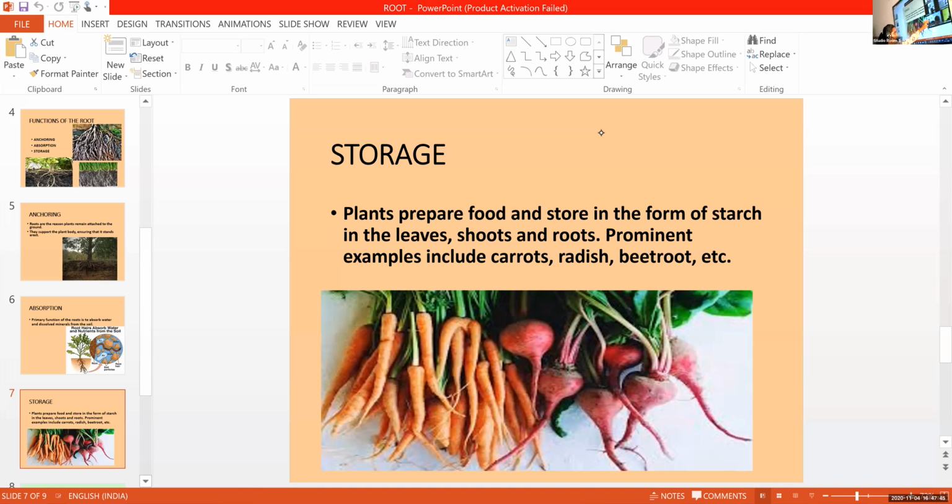Ma'am, onion, sweet potato, ginger, ma'am, they are the underground stems, right? Tapioca. Yes, that's right.